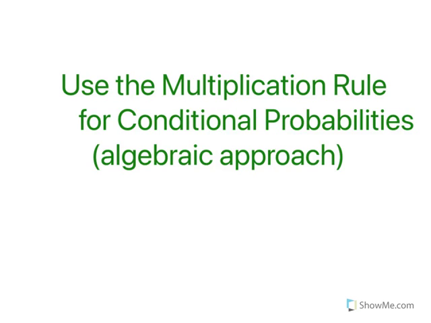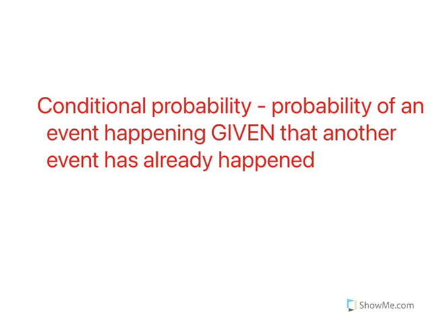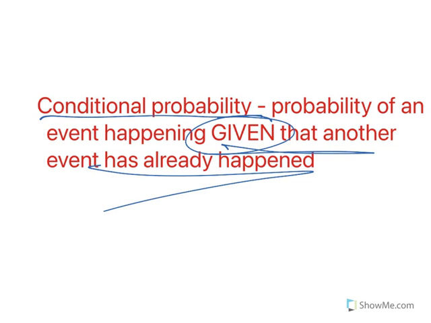Let's play with the multiplication rule for conditional probabilities, and this is with an algebraic approach, meaning we're going to use symbols and formulas. So, conditional probability, this is kind of important to understand. We are finding the probability of an event happening given that another event already happened. So this is not just saying what's the probability of me picking a green pencil out of a bag. Nope. This is saying what's the probability of picking a green pencil given I've already pulled out 6 blue ones. Okay, so something else has already happened, which is changing the conditions of what I'm doing.